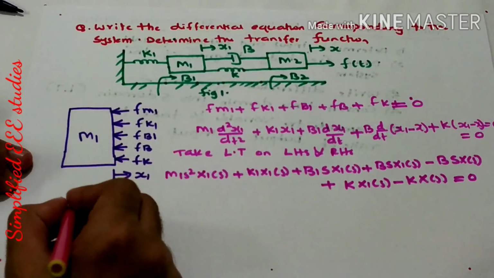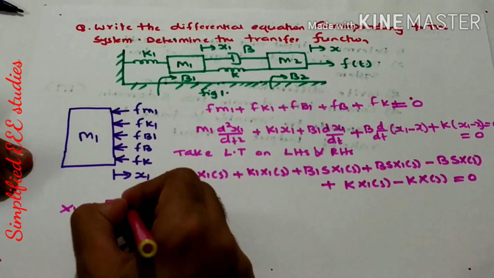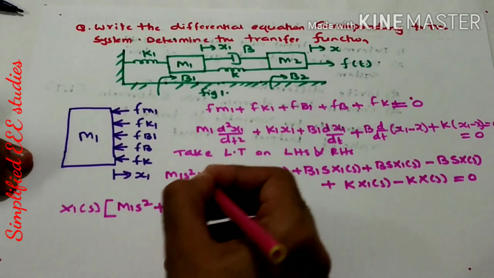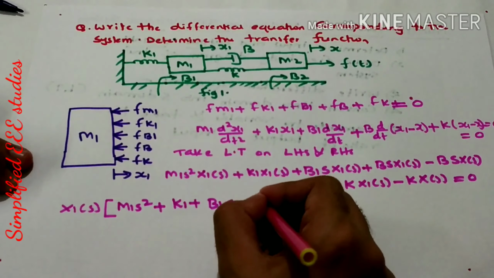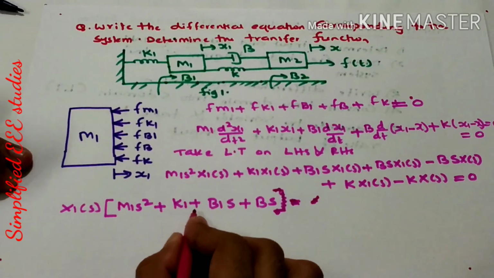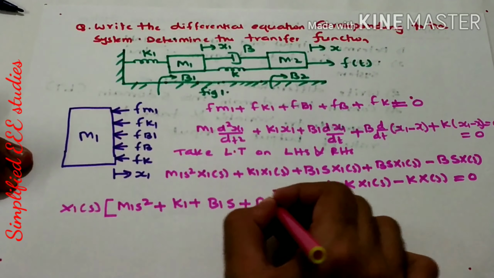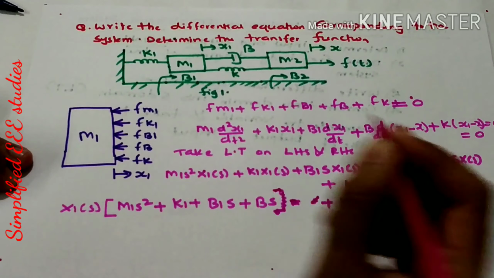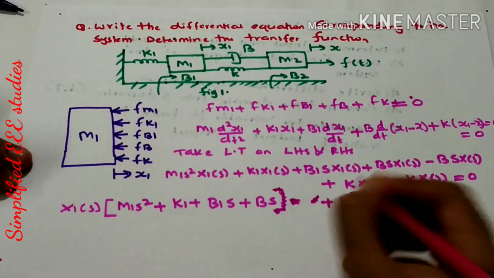So let us take x1 as a common factor. x1 of s into m1 into s square, correct? Plus k1 plus b1s plus bs. It's a small correction. x1 of s into m1 s square plus k1 plus b1 of s plus bs plus k. Okay, bs plus k. You have to add one more term, bs plus k. Then you can close the bracket.